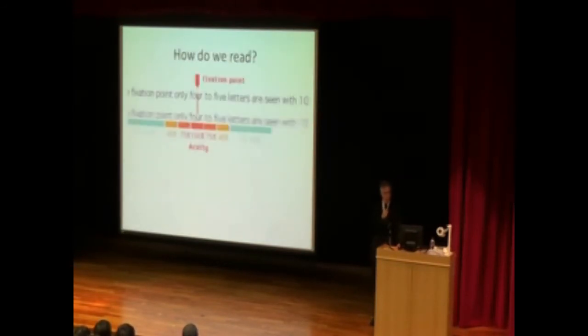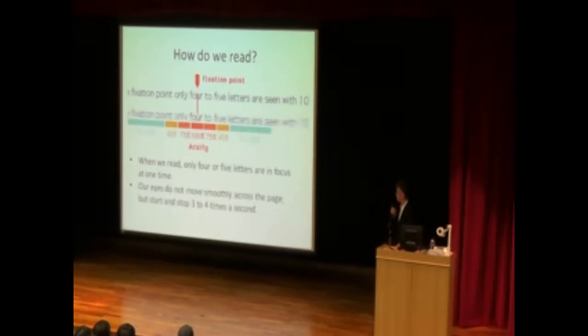So how do we read? Take a look here. When we read, only four or five letters are in focus at one time. So that's what it kind of looks like. And our eyes do not move smoothly across the page. They jump three or four times a second. And we notice only three or four words, or rather letters, to the right, and seven or eight to the left. So this is happening very, very quickly in a start and stop motion.